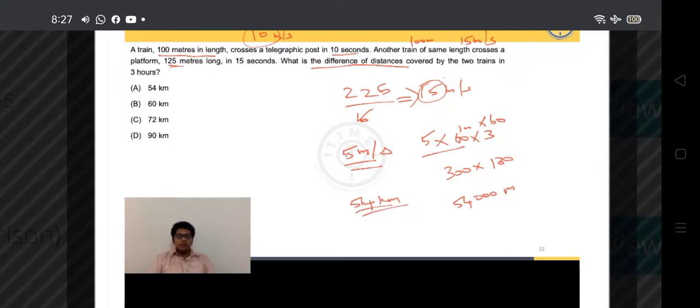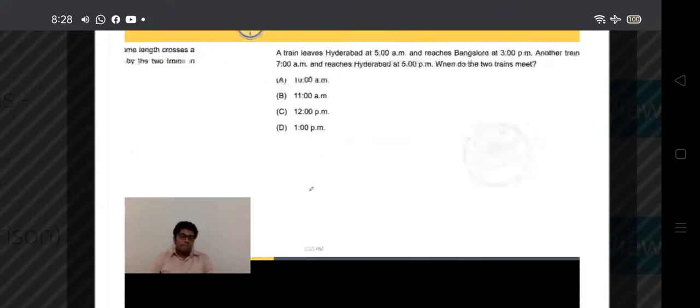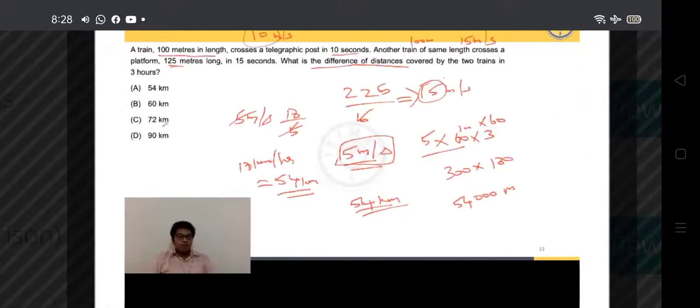Clear? Right? I am just converting this. Or directly, 5 meters per second is the effective difference. So I have to convert 5 meters per second to kilometers per hour, because that is the question, in 3 hours. So if I convert to kilometers per hour, I'll multiply by 18 by 5. So this is nothing but 18 kilometers per hour. So 18 kilometers per hour for 3 hours is equivalent to 54 kilometers, hence our answer. So here it will be choice A.